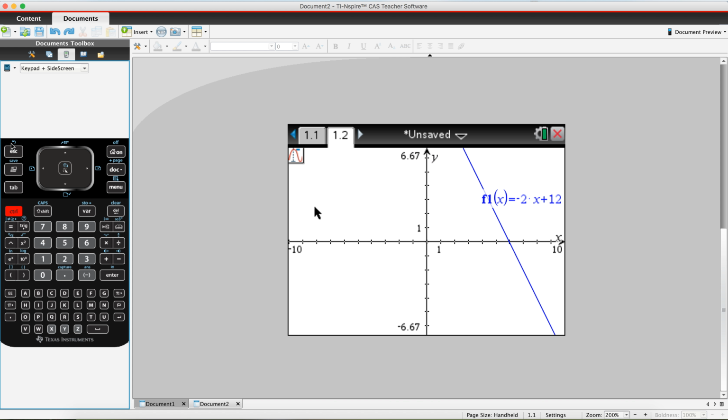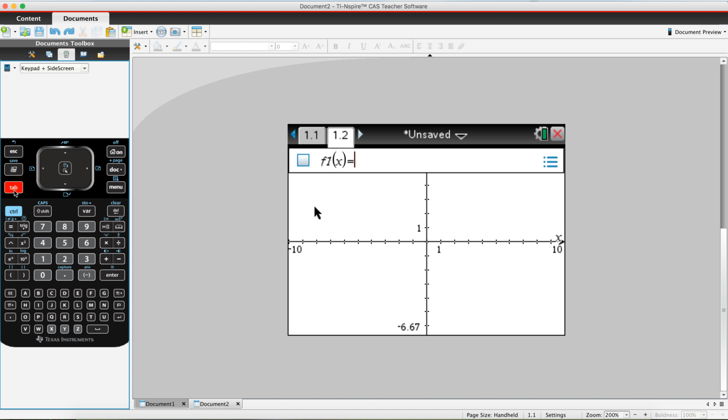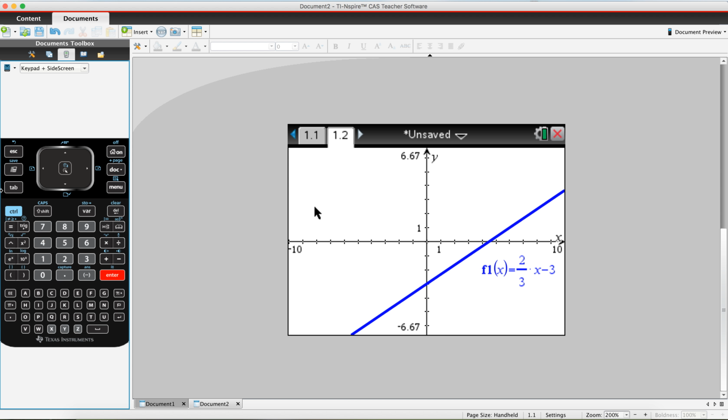I'm just undoing what I did before to get rid of these ones, and then I'll press tab to add a new graph. So my two lines were 2 over 3x minus 3. So there's one line. Press tab, get your second one, and it was negative 3 over 2x plus 15 over 2. And there's my other line. So you'll see that they are perpendicular.